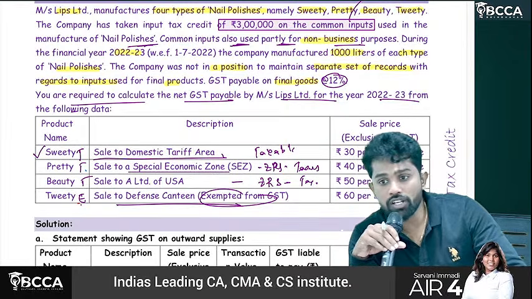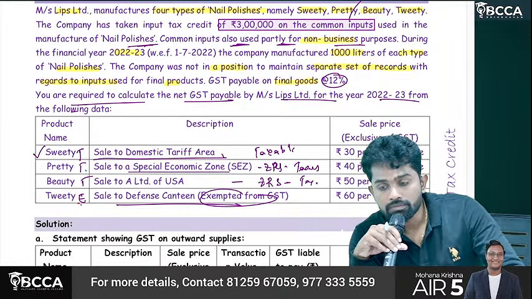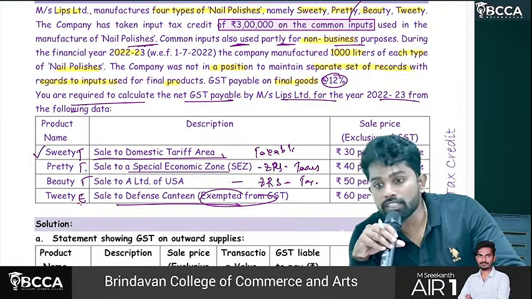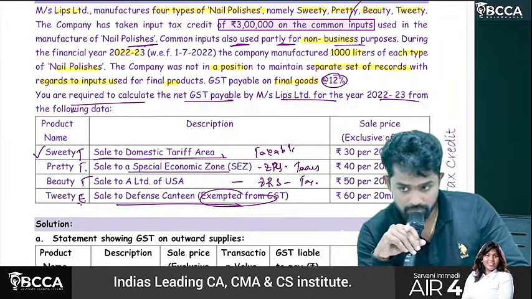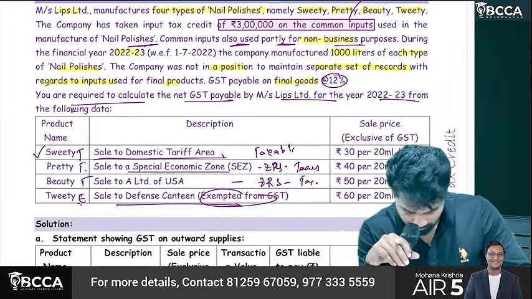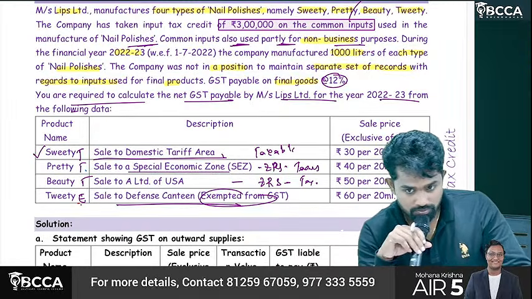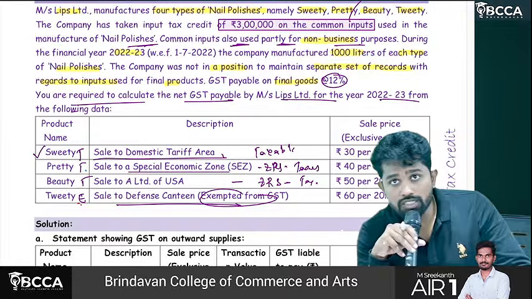Okay, what is the formula? Ineligible for exempted related: C2 into exempted turnover divided by total turnover. So now tell me, what is the turnover?